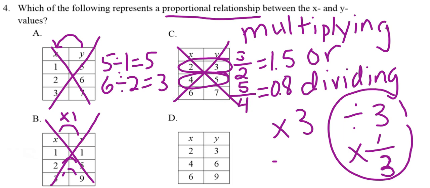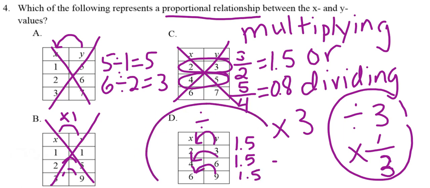So we look over here. If I divide y by x, it's 3/2, which is 1.5. 6 by 4 in a calculator, 1.5. And again, I'm dividing. 9 by 6, 1.5. So this one is proportional. Even though you're actually multiplying by a decimal, you can have a decimal or a fraction for slope, as we've looked at in class.